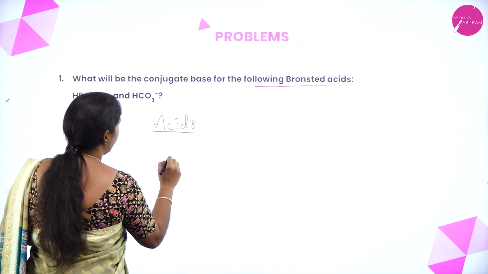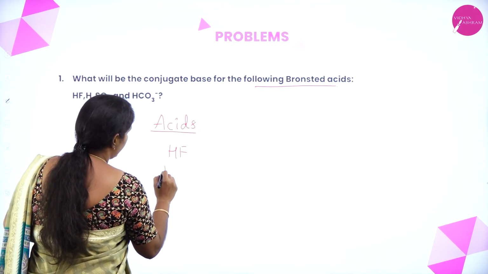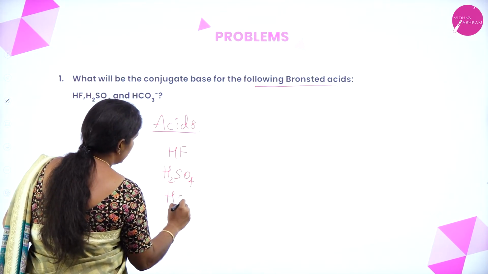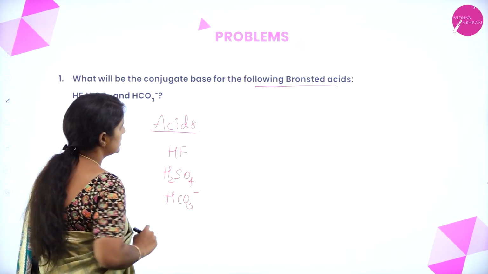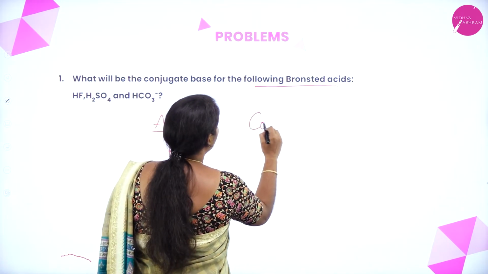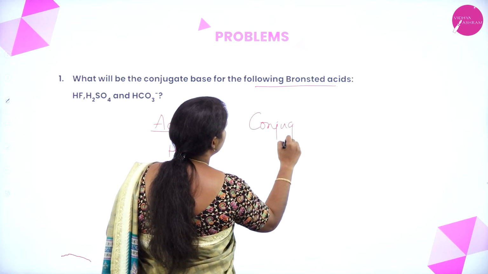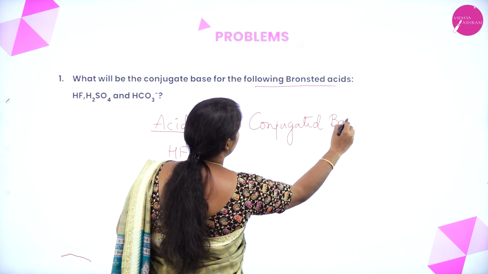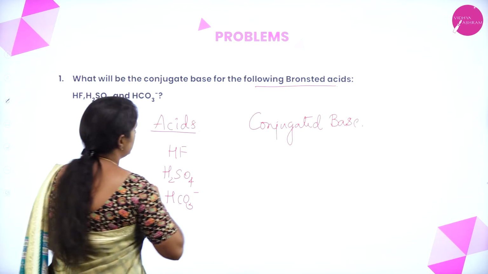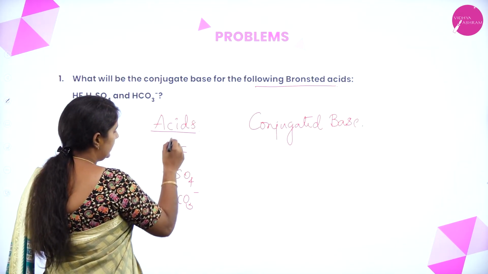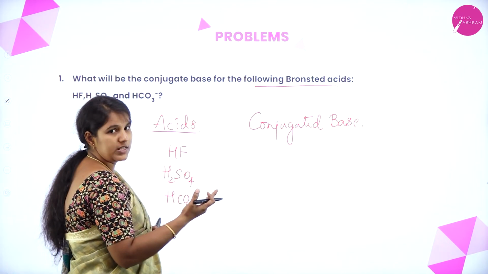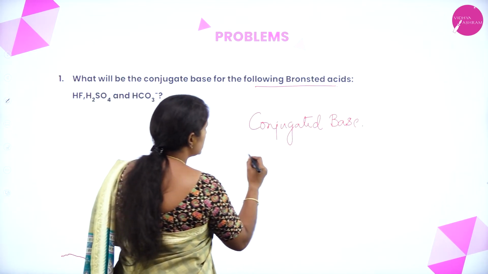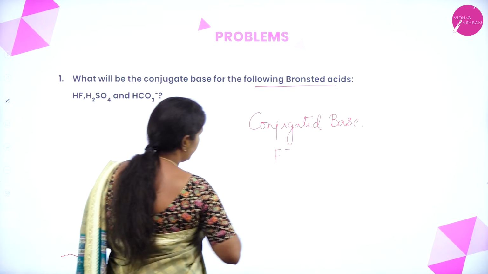The acids are HF, H2SO4 and HCO3 minus. We need to write the conjugate base for each. Acids means they are going to lose a proton. So after losing one proton, HF becomes F minus.